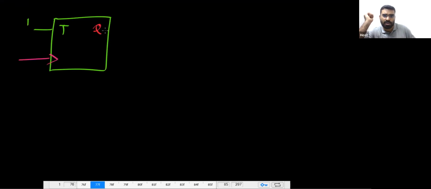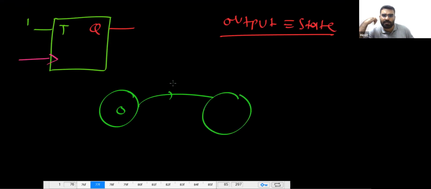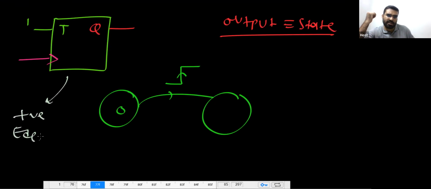It is very easy. If you see this T flip flop, whatever clock you have, notice this output. Output means state, the same as the state of the flip flop. Let's assume you are in state 0. Then after one clock pulse, after one rising edge, what will happen? Remember, this flip flop is positive edge triggered.